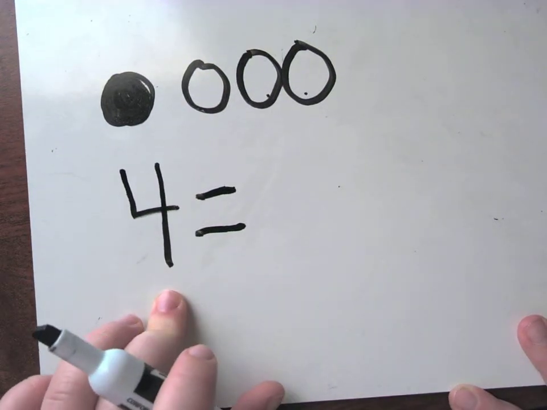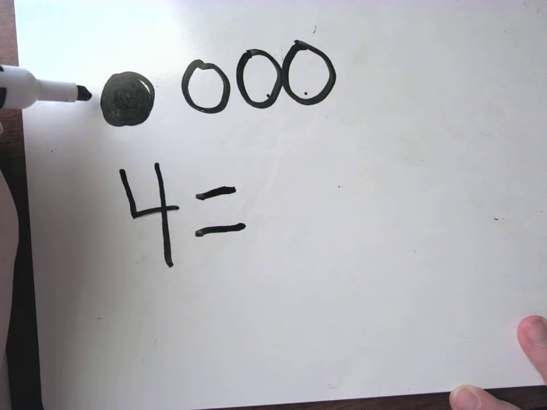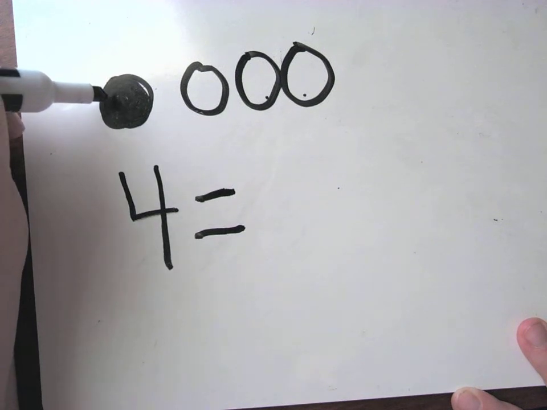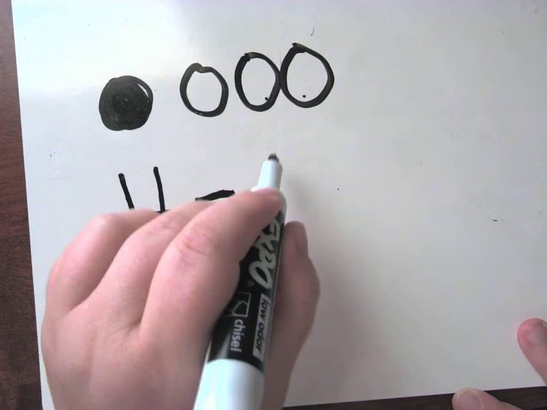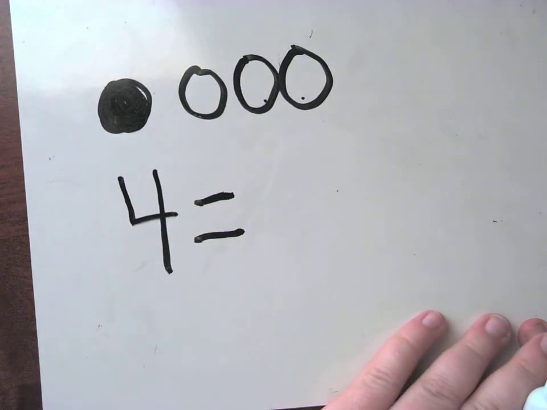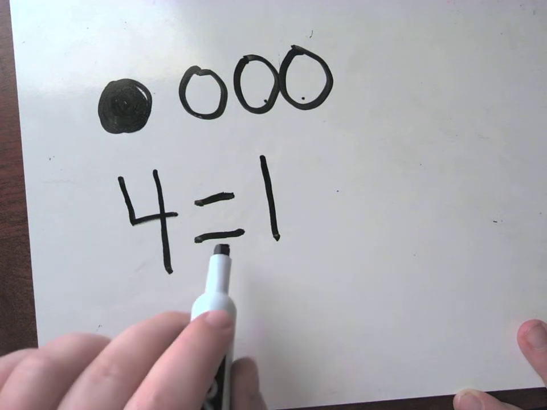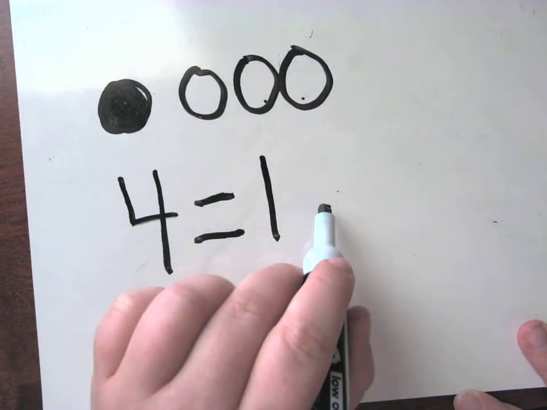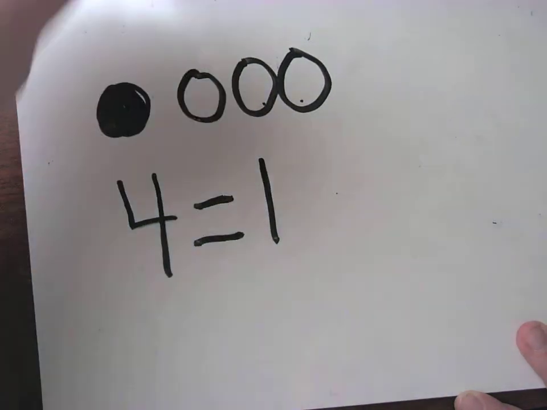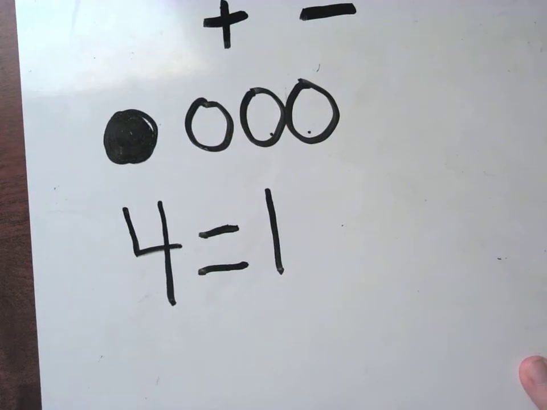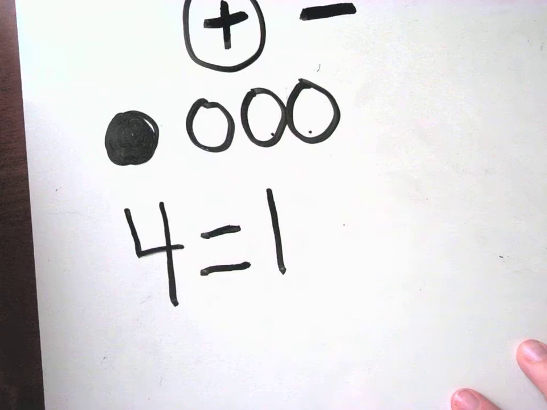So we're going to think, how many colored in dots are there? How many? Well, let's count them. Ready? 1. Okay, so what do we need to put right here? You're right, a 1. Okay, so 4 equals 1. What sign do we need? Do you need a plus or a minus? You're right, we need a plus.